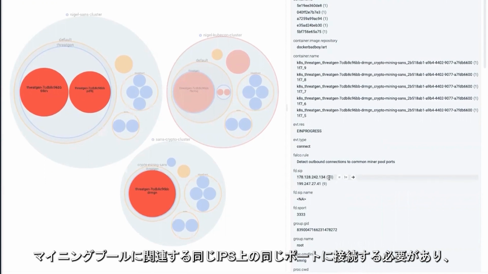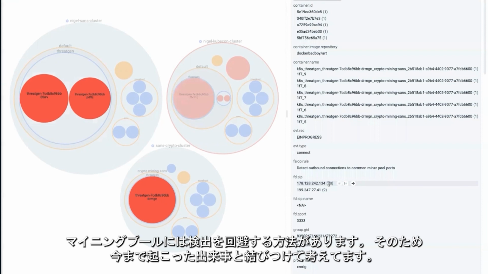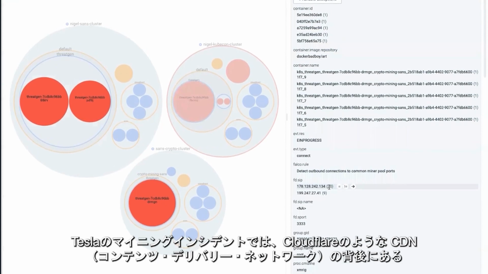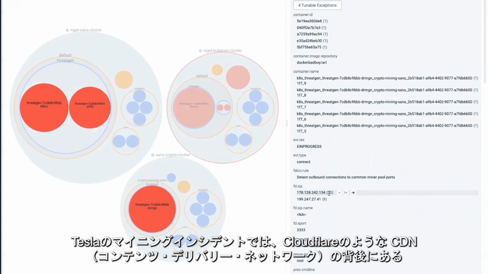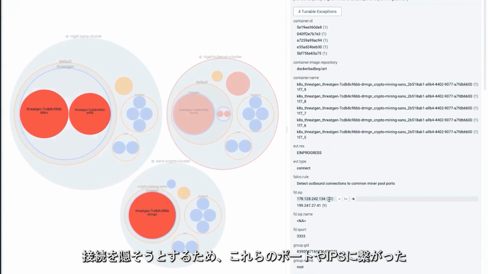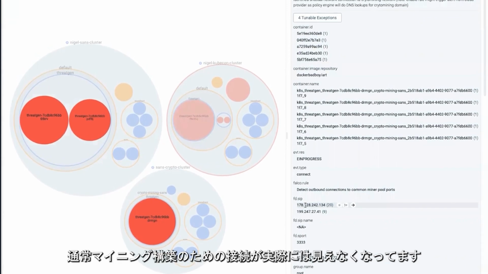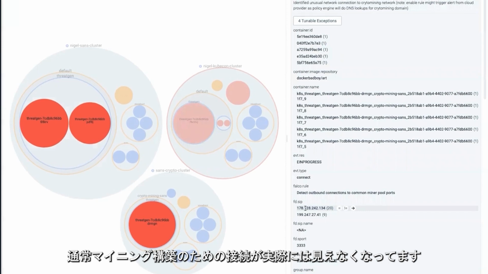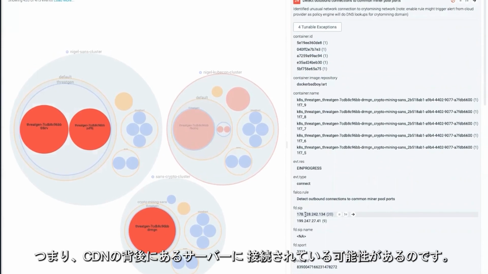There are ways that they can evade detection, and that's why we're trying to tie it into this historical event, this Tesla crypto mining incident, where they try to hide those connections behind, for instance, a CDN, content delivery network like Cloudflare, so that we wouldn't actually see the connections going to one of these ports or IPs that would normally indicate connections going out to a mining pool. So it could be going out to a server hidden behind a CDN.